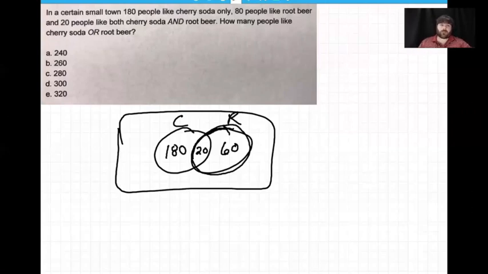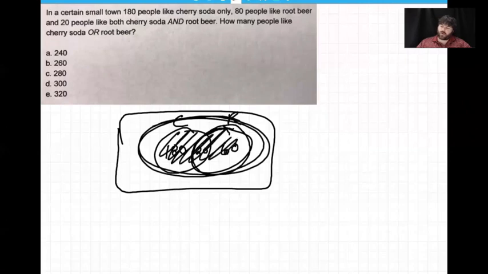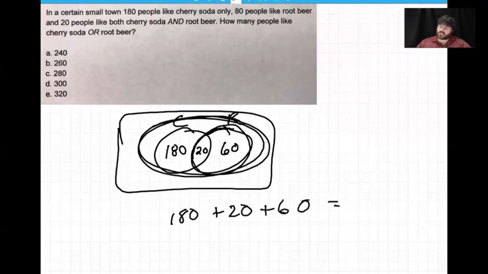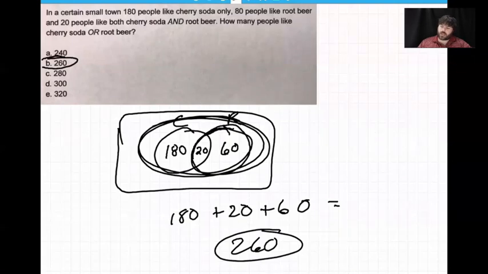The question is how many people like cherry soda or root beer? That's the sum of these three things. That's the entire piece, the whole shaded in area, which is 180 plus 20 plus 60, which adds up to be 260 people. So 260 people like either cherry soda or root beer.